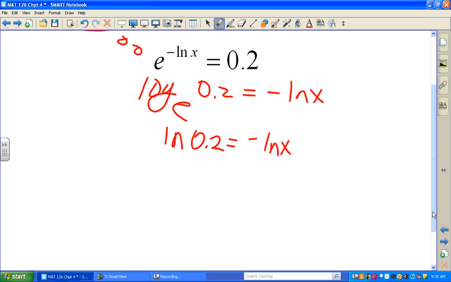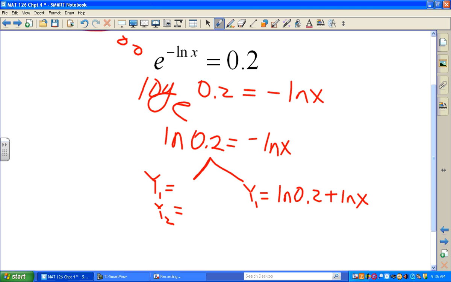What do you do when you don't know how to solve something? Graph it out. And there are two ways of solving this if you graph it out. One way, for the 15th time, you can either do two equations and see where they intersect, or you can do one equation and use 0: ln 0.2 plus ln of x. I'm going to go the 0 route. If you're going to do the intersect route, go ahead.